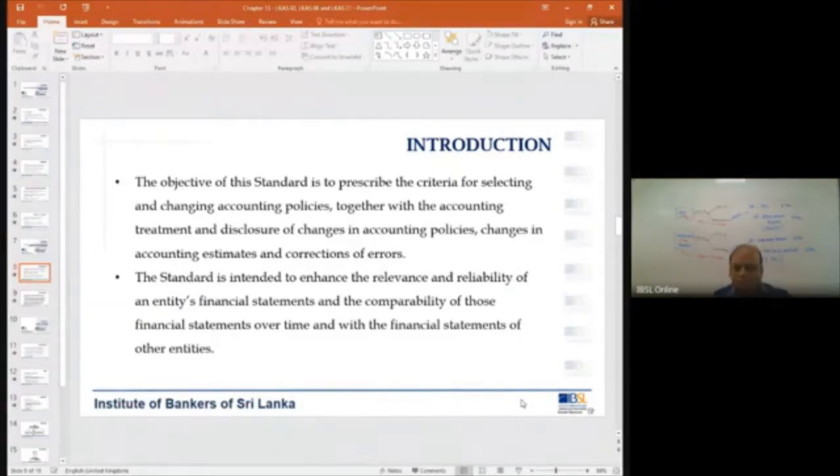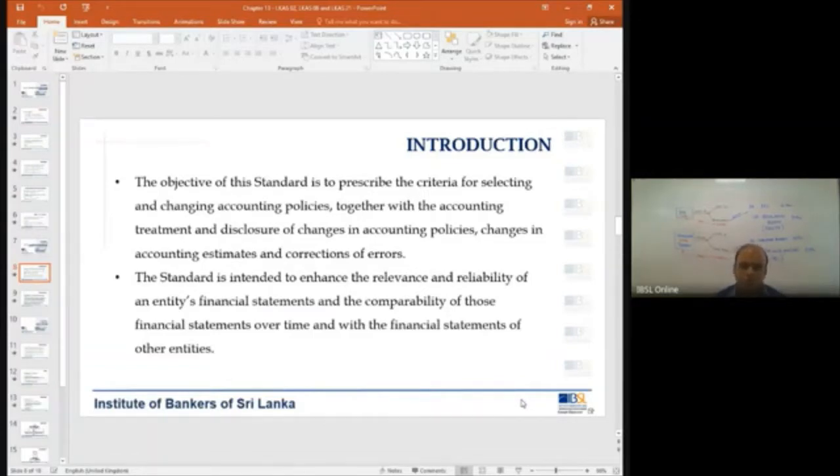Now, what happens? Companies, from one financial year to another, do change their accounting policies according to the requirements of the company, or what the accounting standard requires, or there could be instances where the application of the accounting standard may be wrong, so they want to modify that. So all those changes are captured in this standard. So the objective of the standard is to prescribe the criteria for selecting and changing the accounting policies.